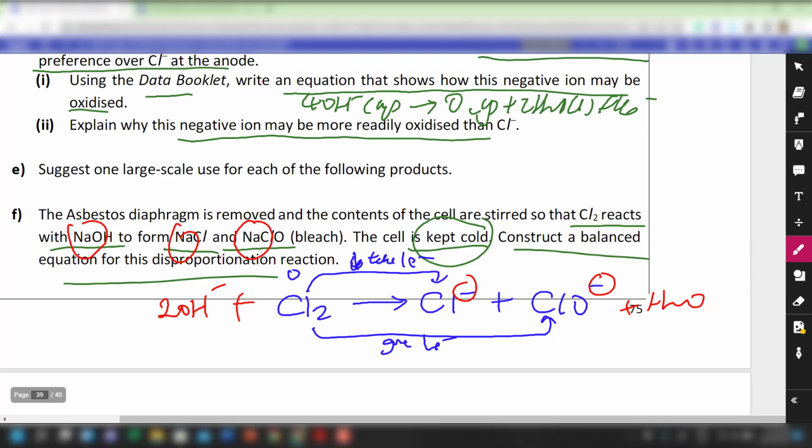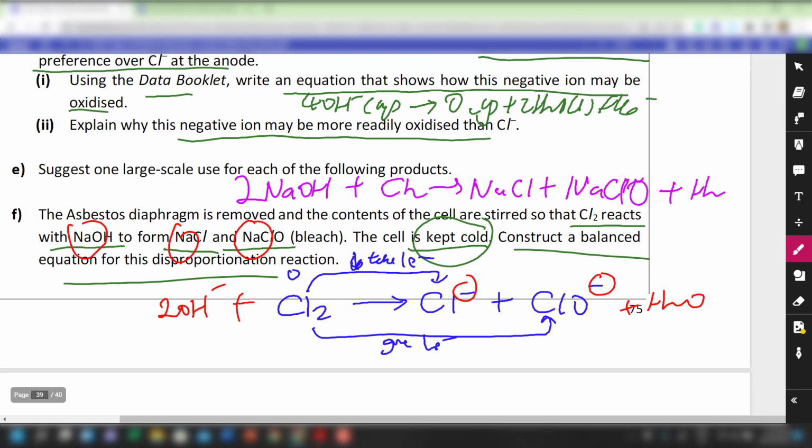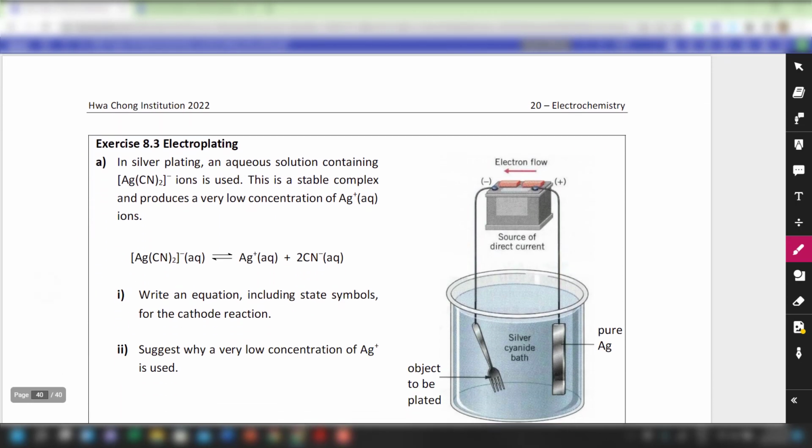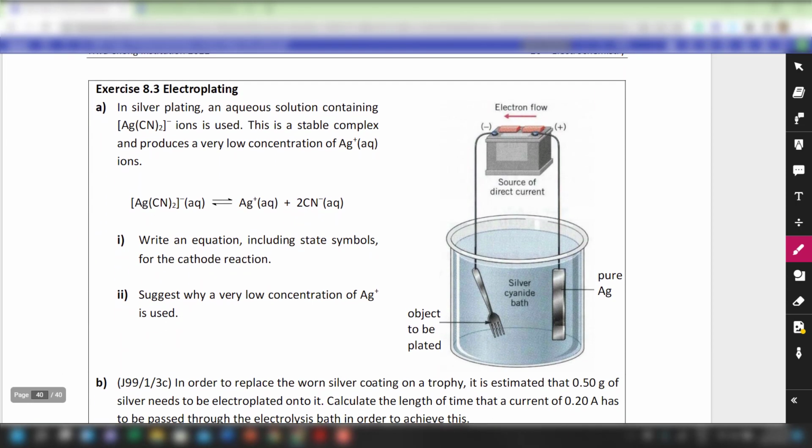So therefore the balanced equation would be 2 NaOH plus Cl2, and in the process I get sodium chloride plus sodium chlorate 1, plus H2O. Okay, so I hope that is fine with everyone. Right, okay, and then the final exercise, which is 8.3, we have electroplating.